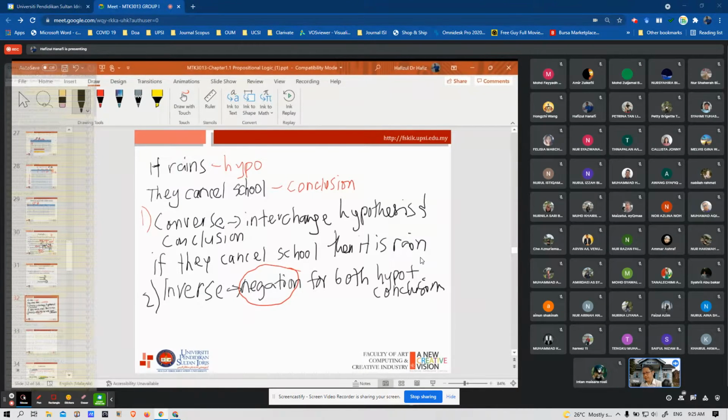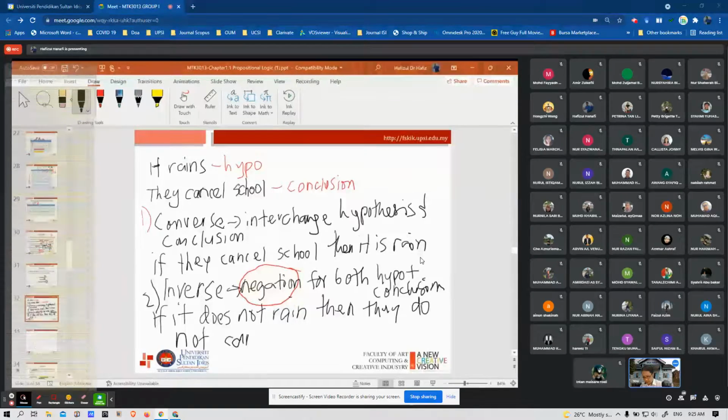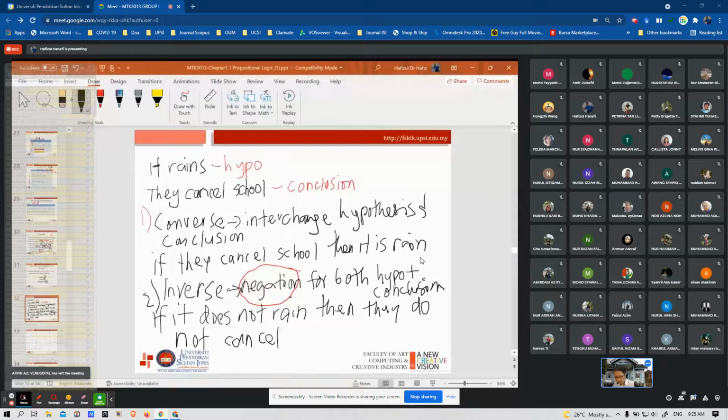If it does not rain, then they do not cancel school. You just put the not for both the hypothesis and the conclusion.